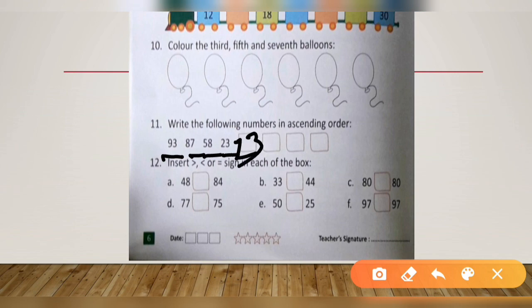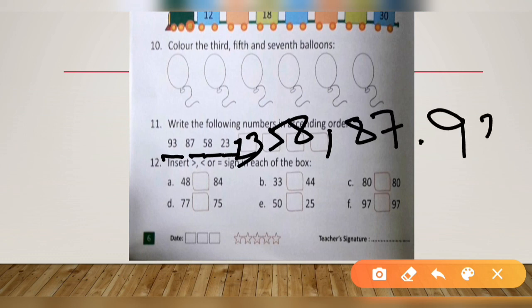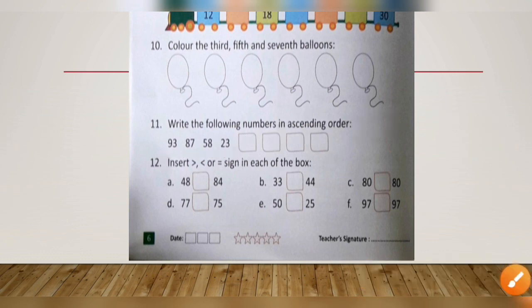Then bigger than 23, it's 58. Then 87 and 93. This is ascending order. Ascending order: smallest to biggest. And descending order: biggest to smallest. Okay. Number 12.